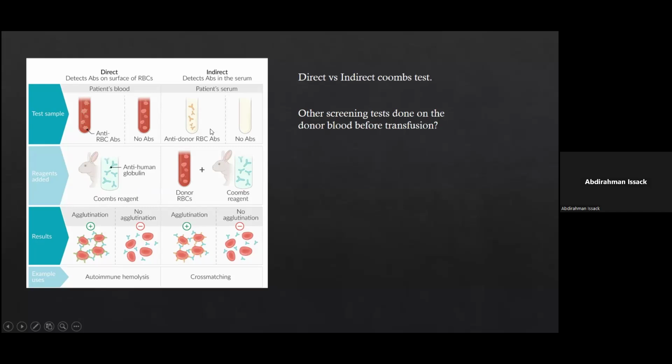For the indirect test, remember when a patient is transfused with blood, the antibodies are in the serum. When they are exposed, they produce antibodies in the serum. So we use the recipient's serum, which contains antibodies if they are sensitized. We add the donor's RBCs with Coombs reagent. If the recipient has the antibodies, they will react with the red blood cells to cause agglutination. If not, there will be no agglutination. One of the uses is in cross matching, one of the tests done before transfusion to show compatibility.